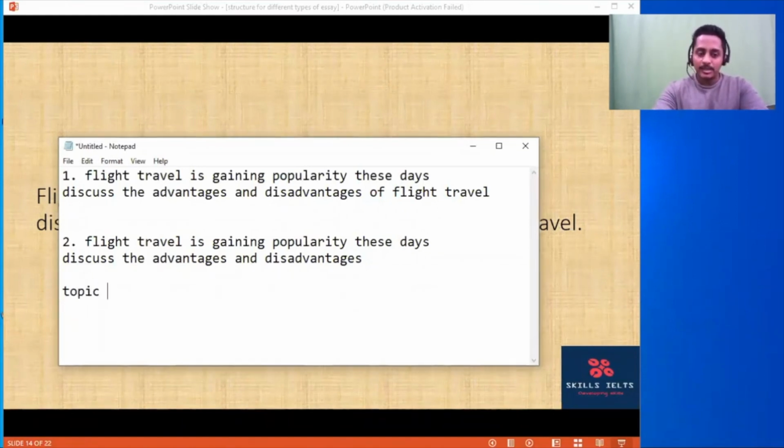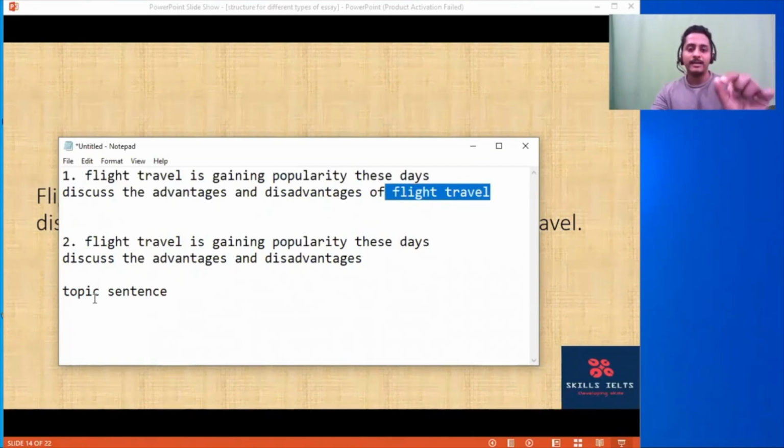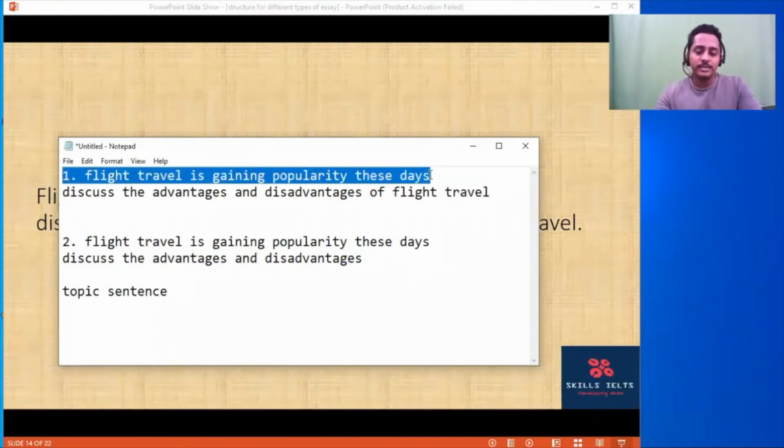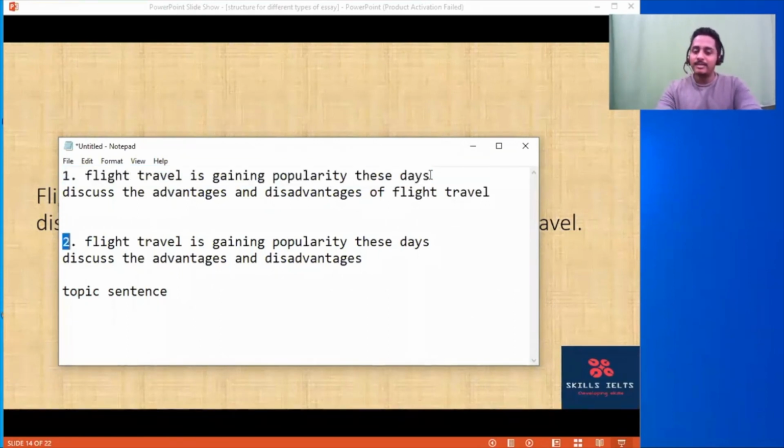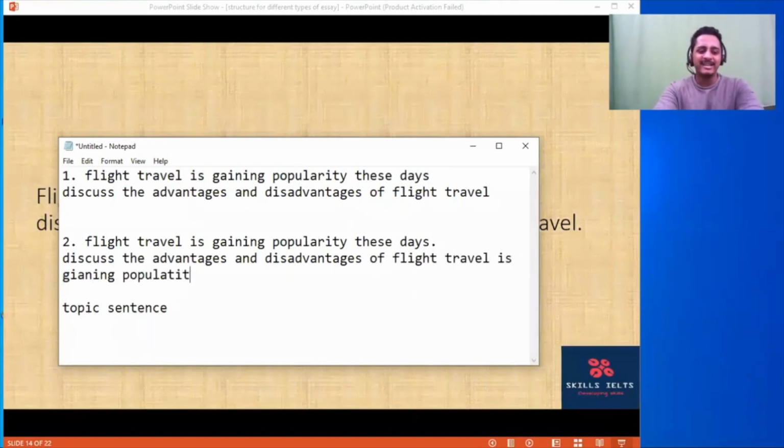Topic sentence is what I'm calling this. You don't need a separate name or nomenclature just to name it, but you would know what has to be written. If you're getting confused, identify the topic sentence. For the first question, the topic sentence is: discuss the advantages and disadvantages of flight travel. This is just background information given: flight travel is gaining popularity these days. Discuss the advantages and disadvantages of flight travel gaining popularity these days. Getting it?